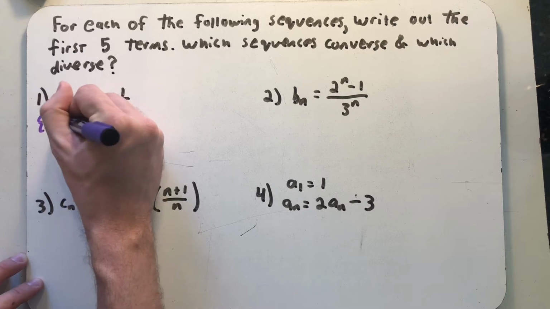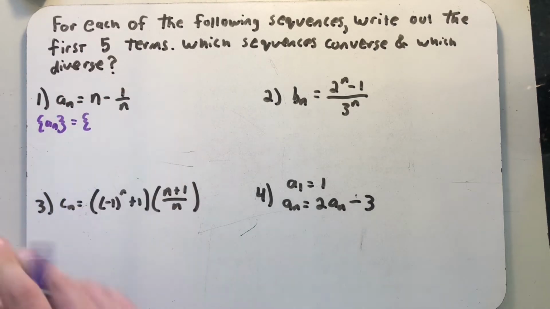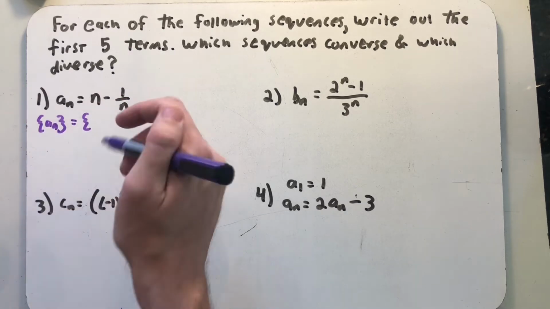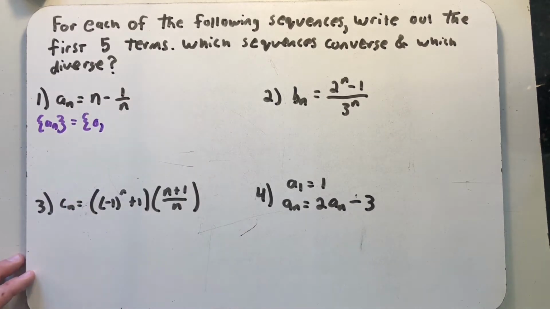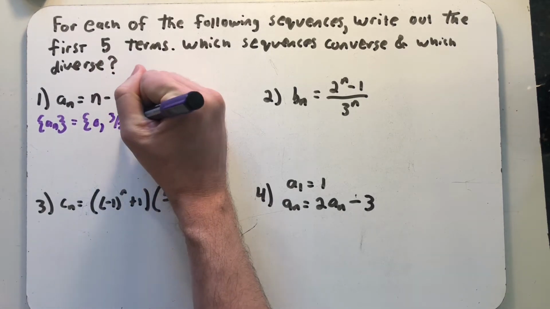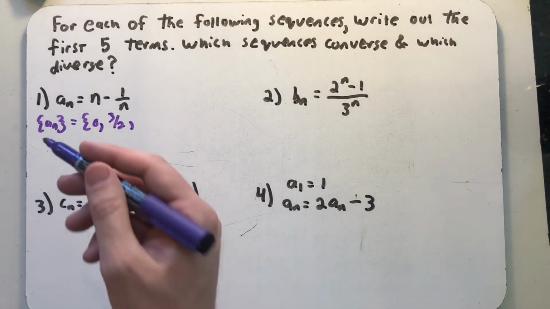I can probably tell what's going to happen if I take a limit as n approaches infinity on this first example without doing anything. But I've been asked to write out the first 5 terms, so I'm going to do that. So when I plug in a 1, I get 1 minus 1, and I get a 0 out. I go to plug in a 2, and I get 2 minus 1/2, that's 1.5, which I'm going to write as 3 over 2. And then I just keep doing this. I'm going to plug in a 3, and I have 3 minus 1/3.